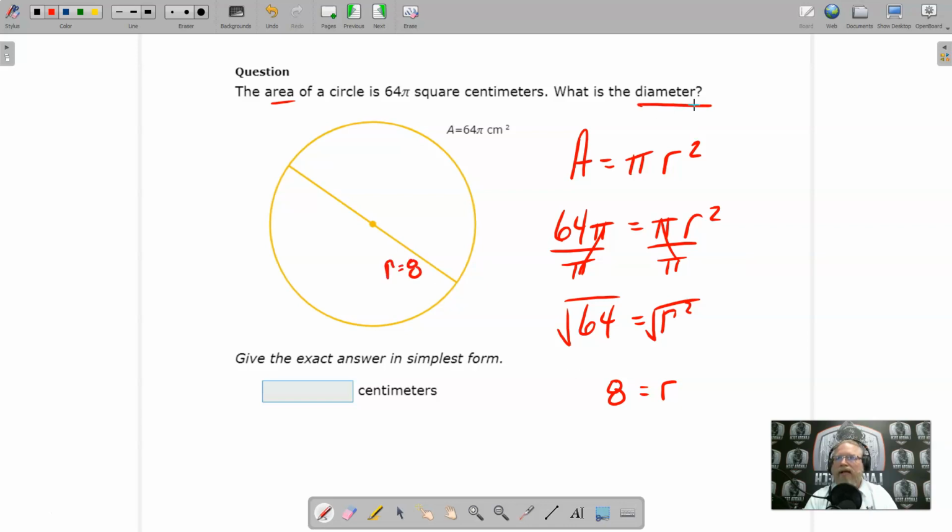What are they asking for? They're asking for the diameter. So now we need to go ahead and just double it, right? This is 8. So if the radius is 8, then we multiply that by 2, and we realize that the diameter is 16.